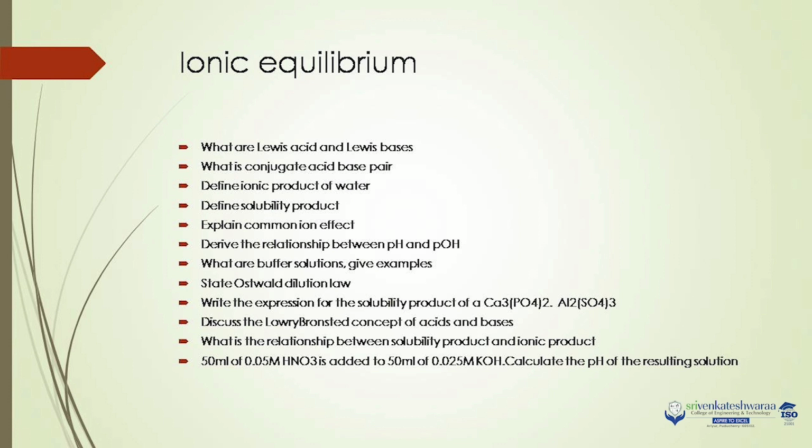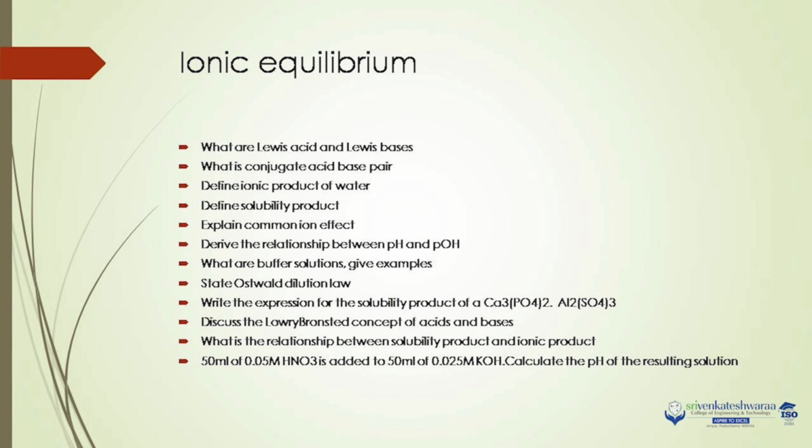Conjugate acid base pair means a pair which differs by a proton. Ionic product of water: concentration of H plus ion times OH minus ion is equal to 1 into 10 power minus 14 mole square decimeter power minus 6. Regarding solubility product, just go for the solubility product definition, common ion effect definition, and the relation between pH and pOH. pH plus pOH is equal to 14. From this we can calculate pH and pOH.